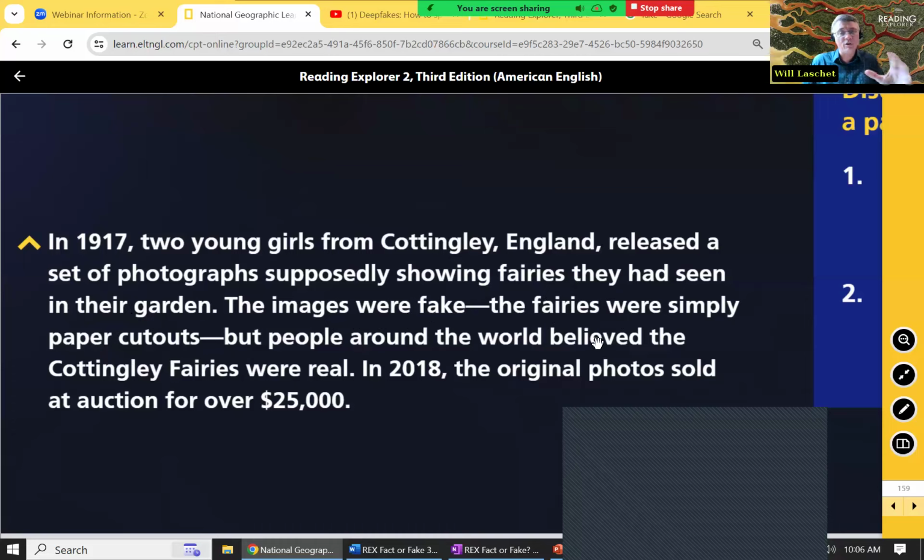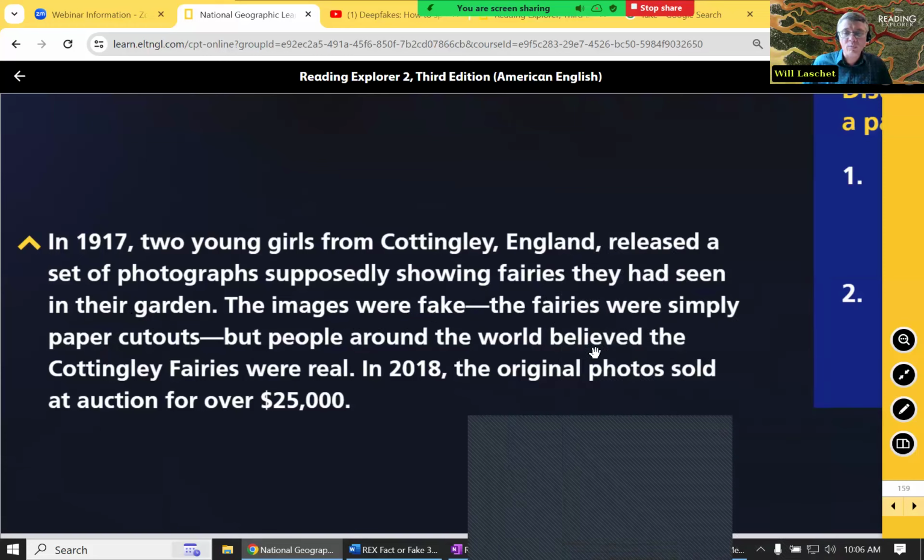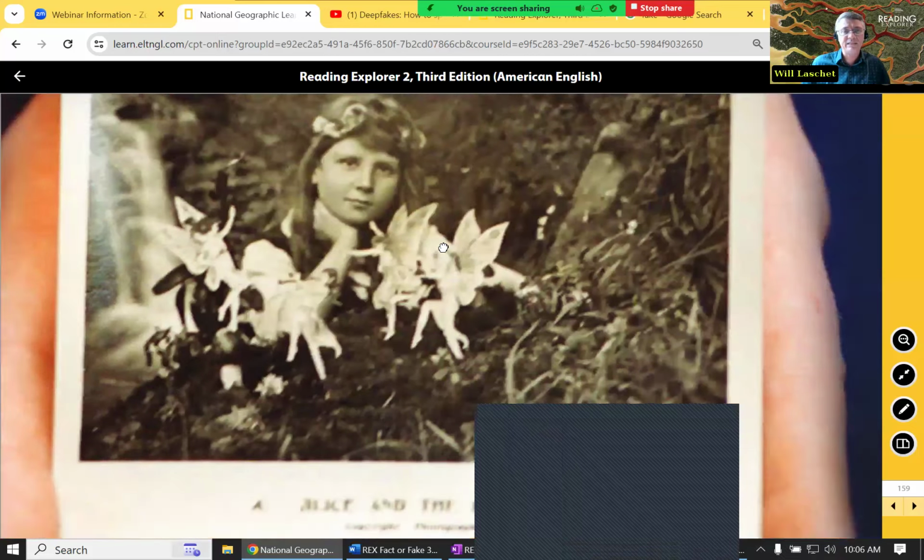And the fairies were not Photoshop, which is what we might see today. They were actually paper cutouts. So they just cut them out and put them in the photo and took a photo of it. But people around the world believed that these fairies were real. And it wasn't until many years later the two sisters admitted that they were fake. But in 2018, these original photos sold for over $25,000.